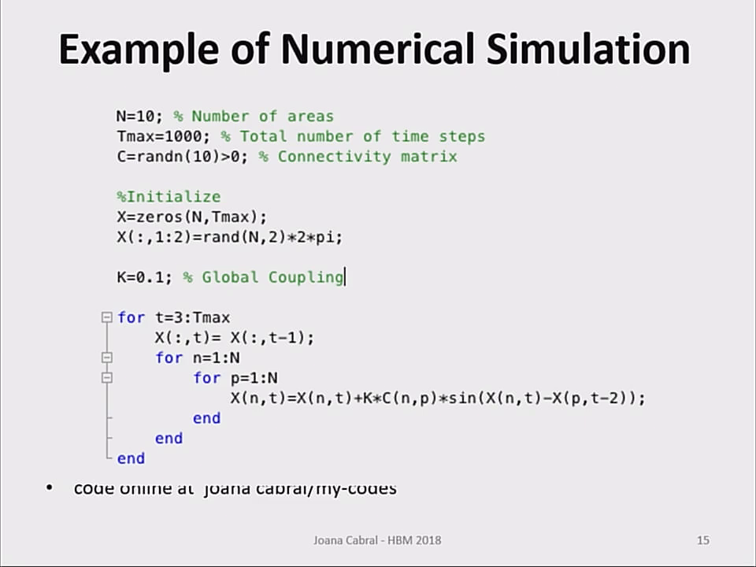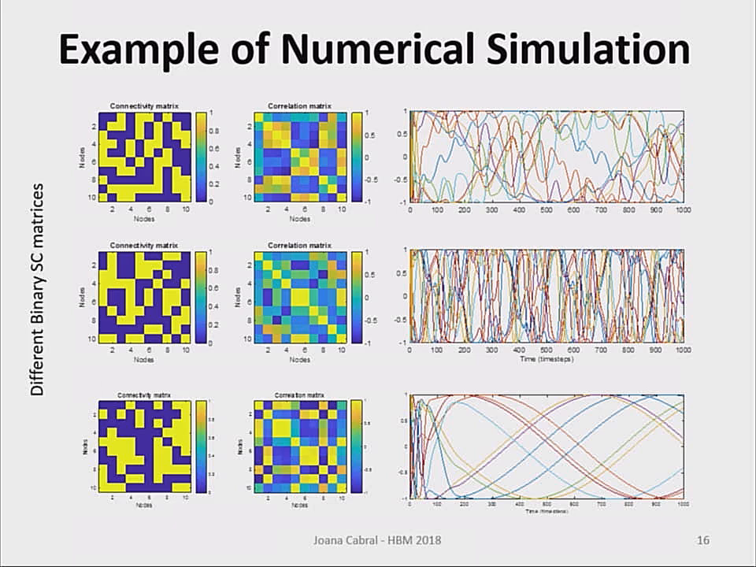This code is online at my page. If you just Google Joana Cabral, my codes. And I also have there the network model for the Kuramoto with time delays. So if I run that mini code that I did, I show here 3 different runs of exactly the same code.